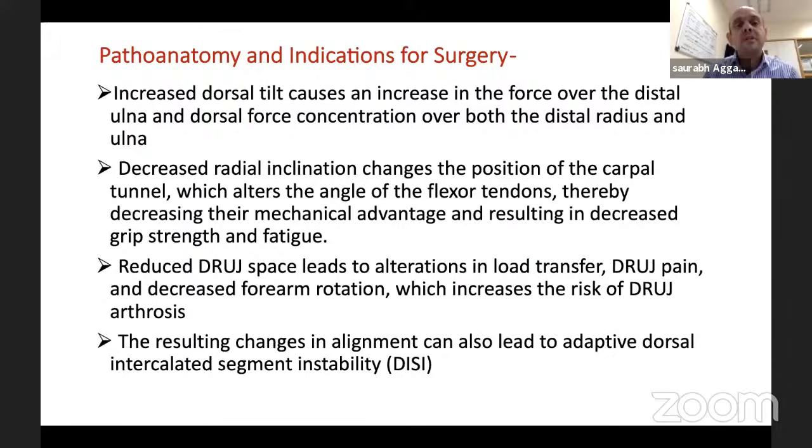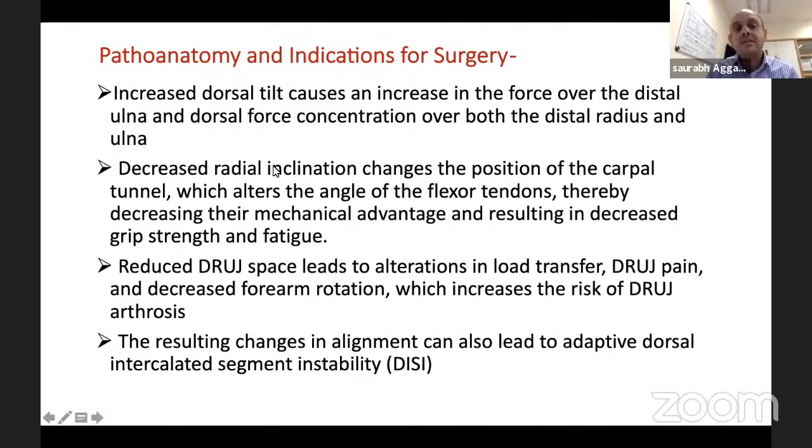So what happens when these parameters are altered? With the dorsal tilt, if the dorsal tilt is increased, instead of forces going through the radiolunate fossa, they start going through the ulna. So more force equals pain and arthrosis.